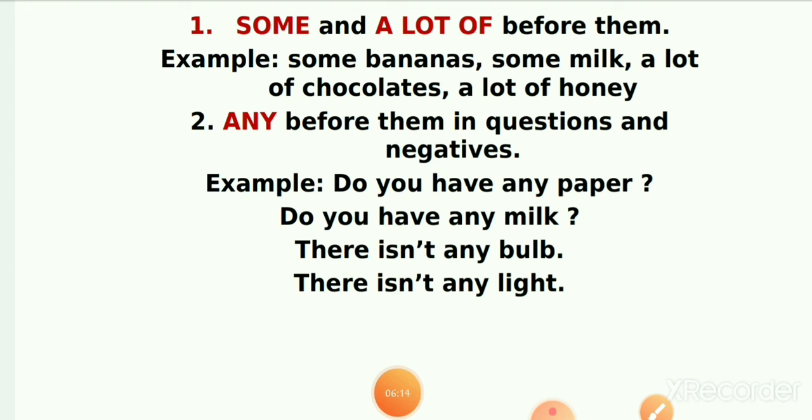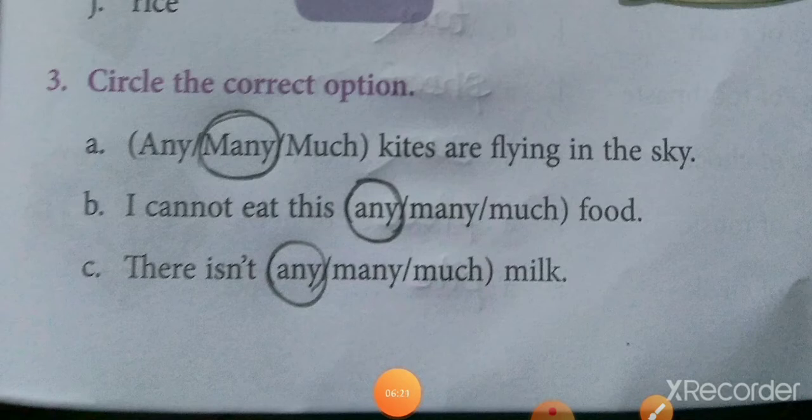Let's practice some questions to use these rules. Here is some exercise for you. Circle the correct option. Your options are any, many, much. You have to circle the correct option. Kites are flying in the sky. Are kites countable or uncountable? Kites is countable, so we circle many.